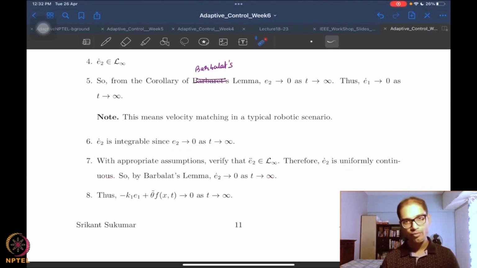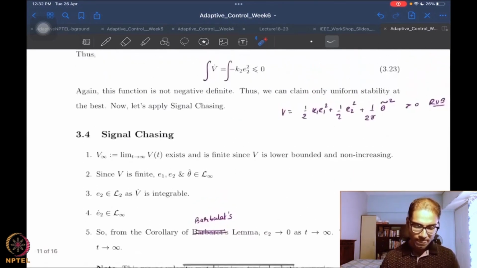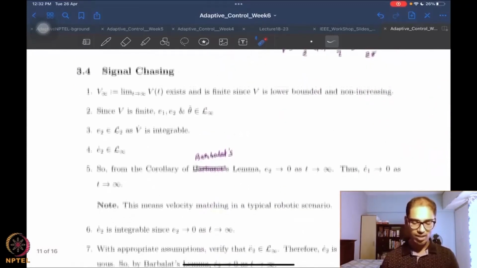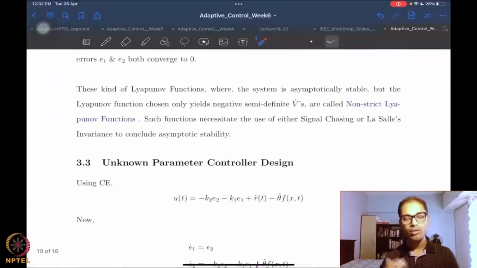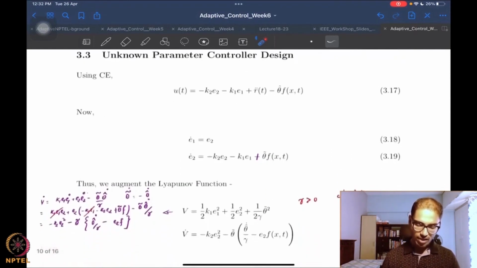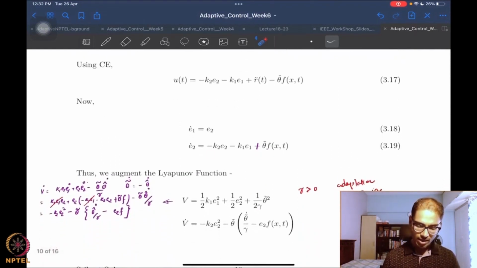So as before, we've proved that not only E2, but E2 dot also goes to 0. However, in the first order case, E2 dot contained only E and theta tilde. Now, E2 dot contains E2, E1 and theta tilde.